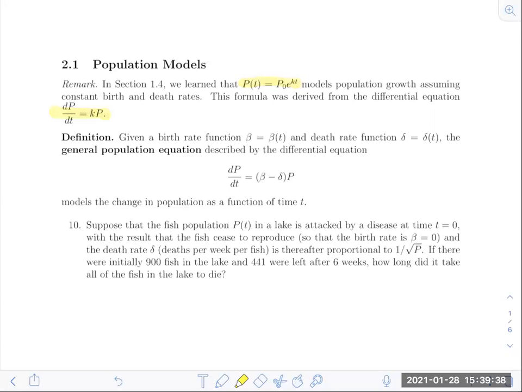To begin, let's take a look at the general population equation. We're going to assume a birth rate function beta of t and a death rate function delta of t. Then the general population equation is described by the following differential equation. The rate of change of the population with respect to time is the birth rate minus the death rate, because of course we add births and subtract off deaths, times the population P. So this models the change in population as a function of time t.